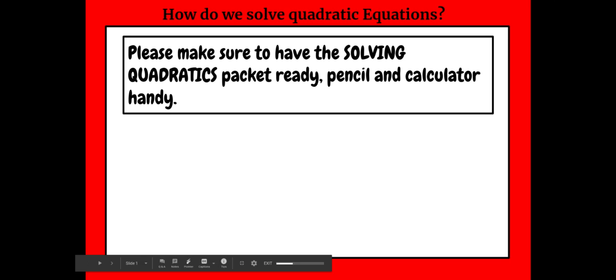Hey guys, so what we're going to do today is solve quadratic equations. Just make sure that you have the packet that says solving quadratics ready, a pencil and a calculator. Now each day we're going to take it up a notch. I'm going to start off easy and then it's going to get not challenging, just add a couple more steps each day. Okay?